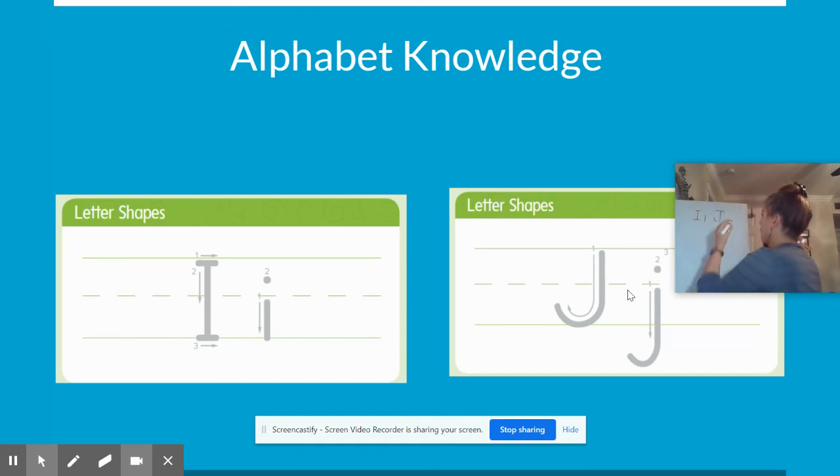Good. Let me show you. You bring it down below the line, right? Lower than your J, and then give it a dot. Again, it doesn't have to be a big dot. It should be a little dot.